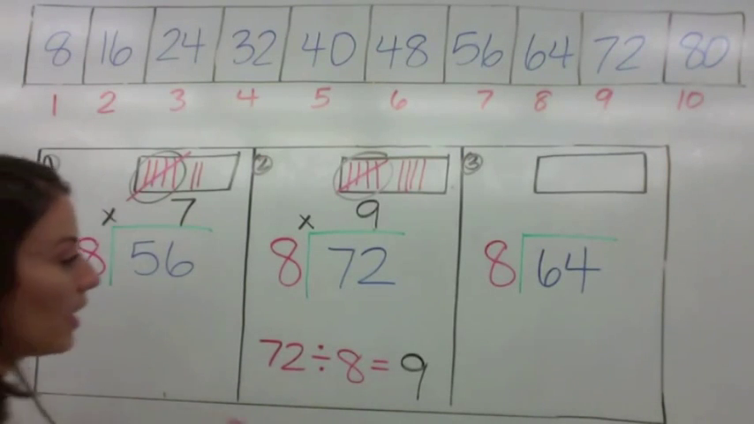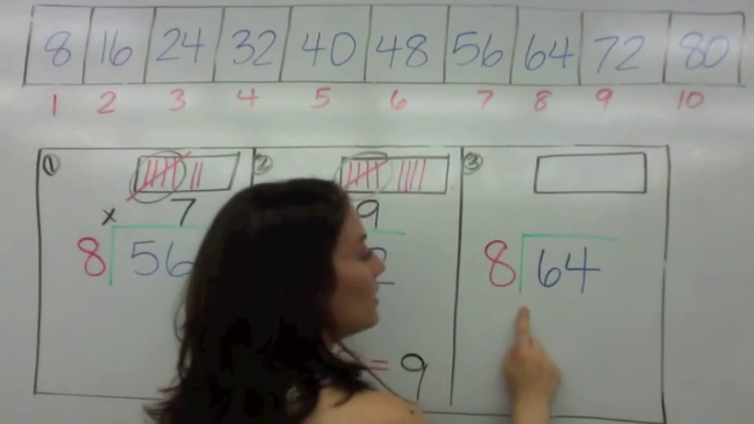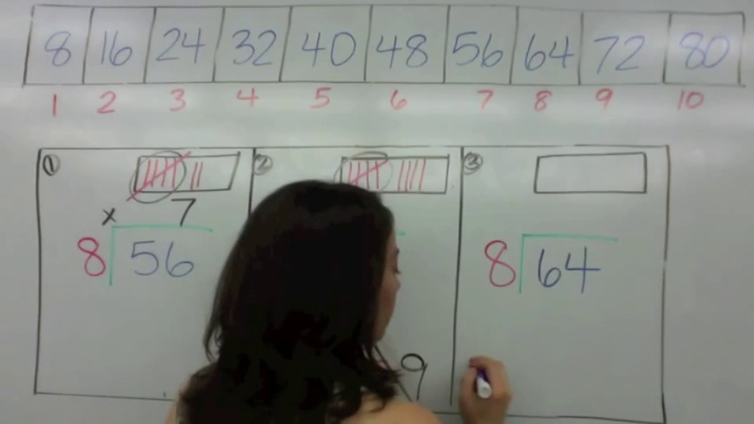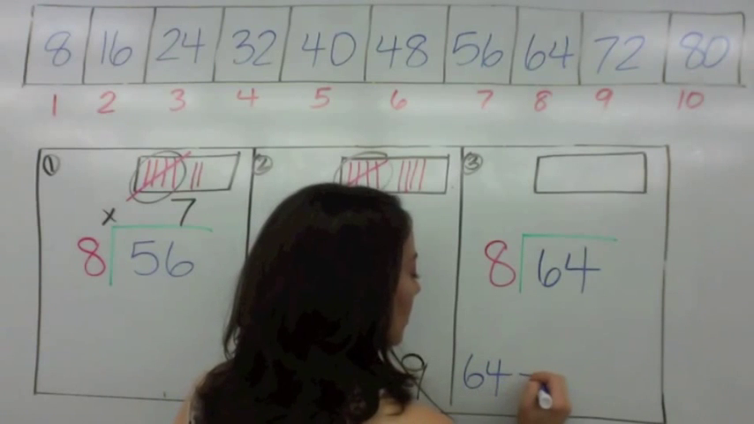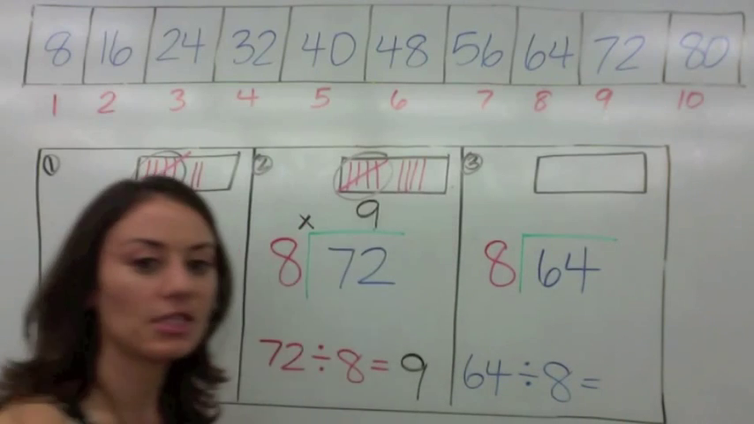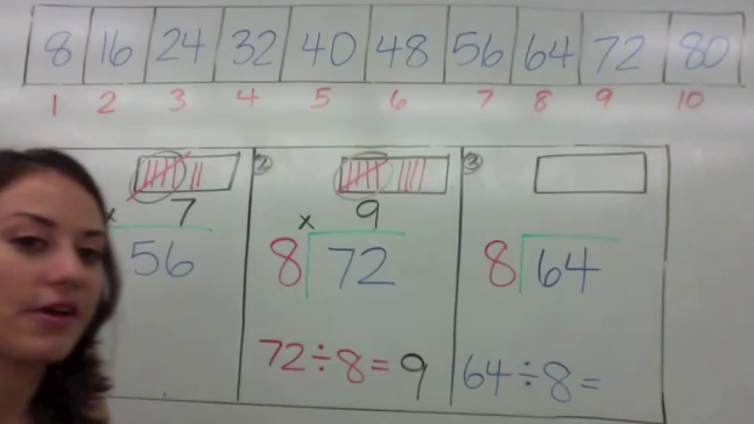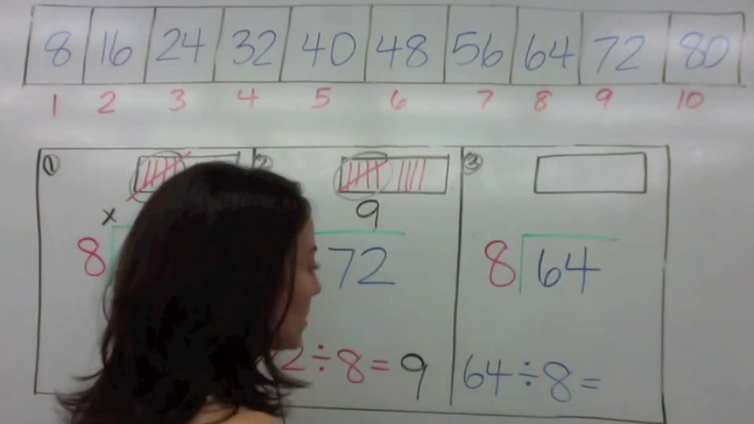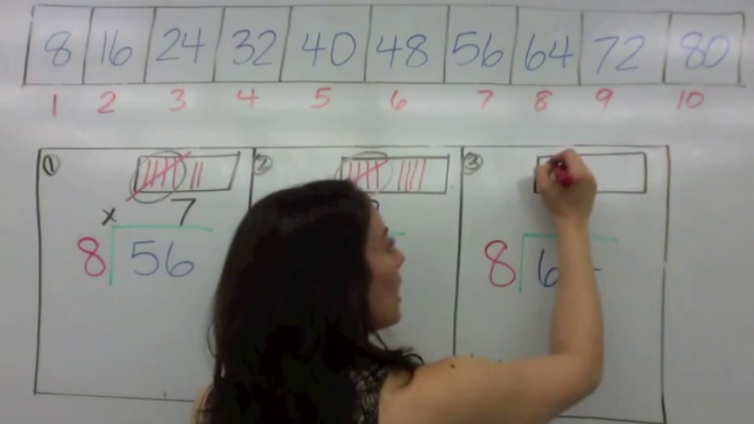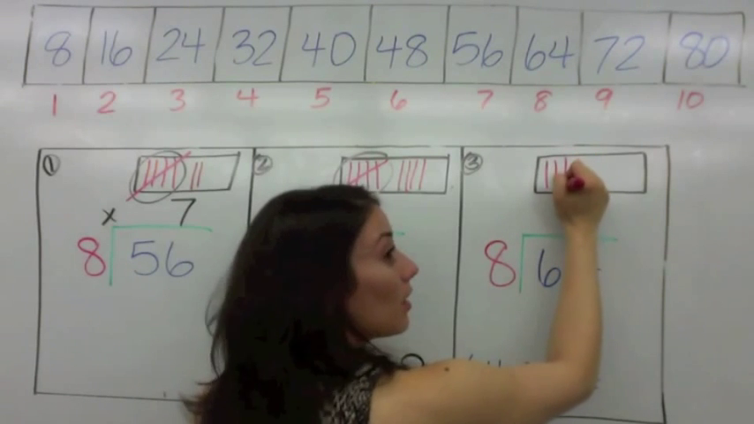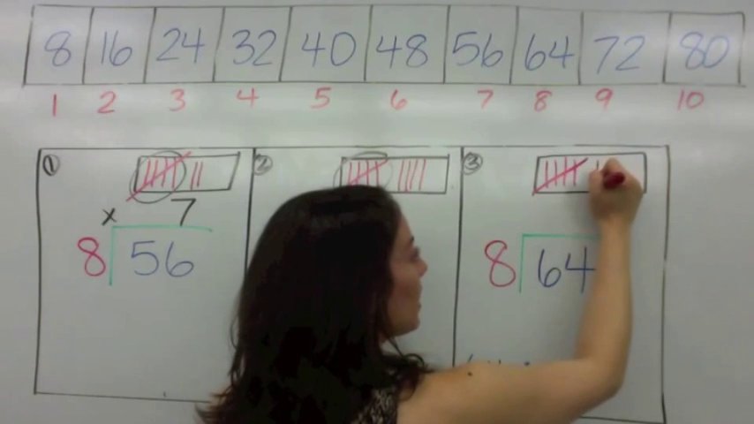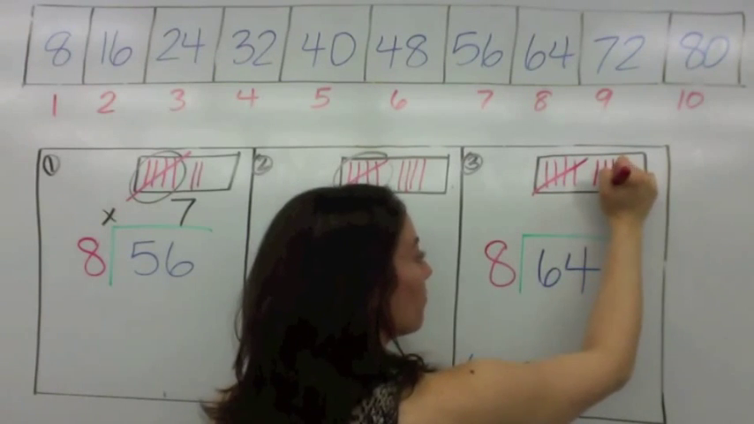Again, this says 64 divided by 8. It would be written as 64, that is the dividend, divided by 8. This means the same thing, 64 divided by 8. All right, so we're going to skip count by 8. How many times? Let's find out. 8, 16, 24, 32, 40, 48, 56, 64.